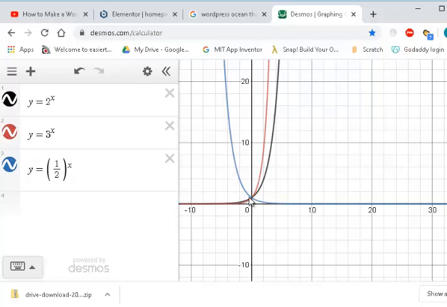Another thing you can see is that all of them have the same y-intercept, which is this point, which is 0.01. Another property which is similar between all of them is that they have no x-intercepts. The graphs never cross the x-axis. The y value cannot be equal to 0 for this type of exponential functions.